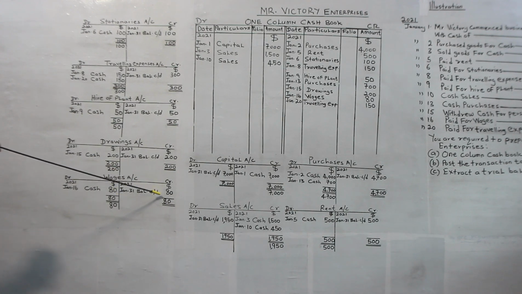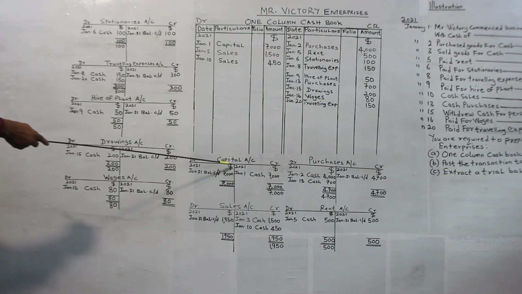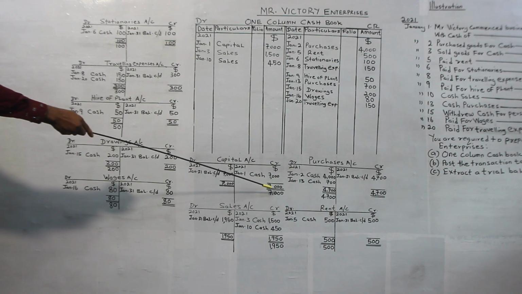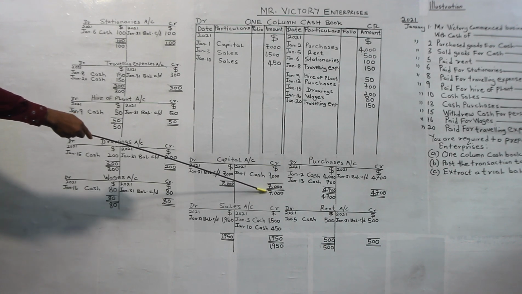For wages account, the balance carried down is on the credit side, 80. Then we bring it to the debit side under the figures, that will represent the balance brought down. The same is applicable to capital account. The balance carried down is on the debit, 7,000. As you can see, 7,000 is written on the credit side, and this becomes the balance brought down.